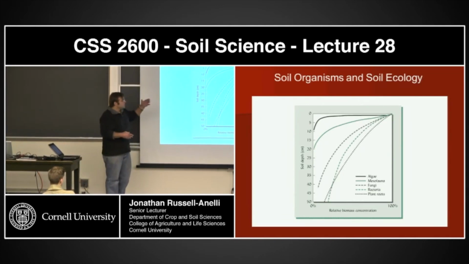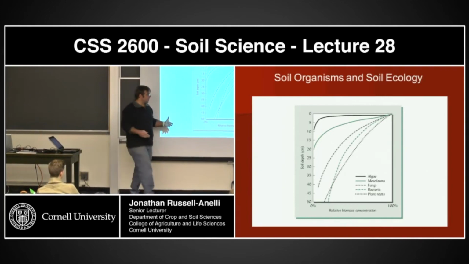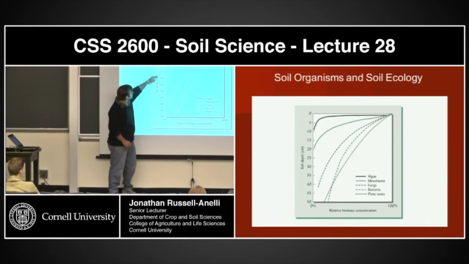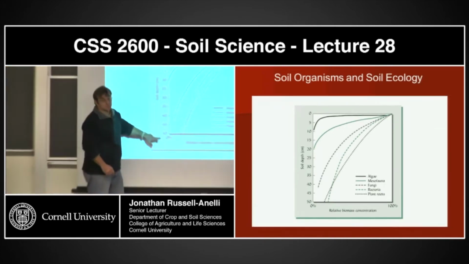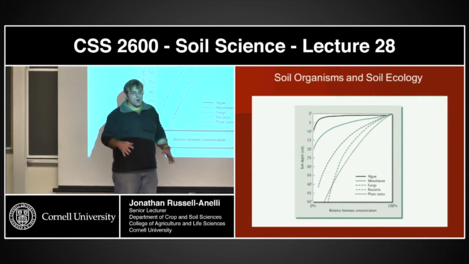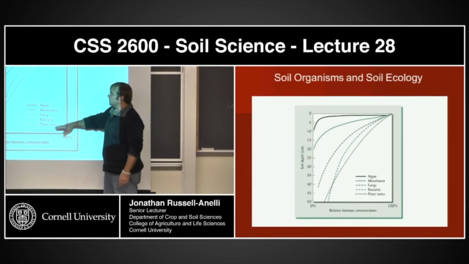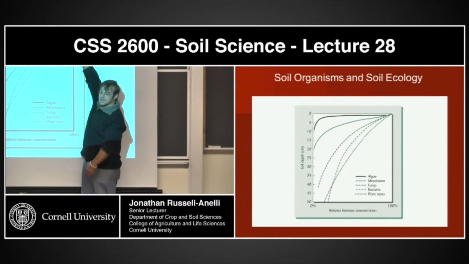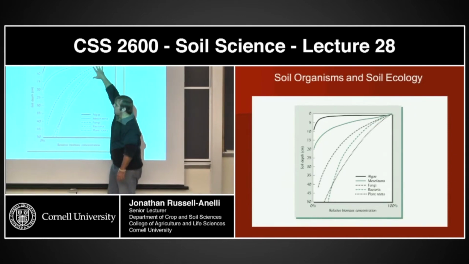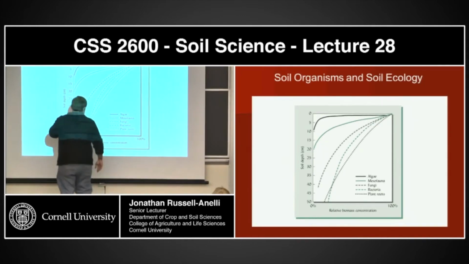I use this slide to give you an idea about where the distribution is. This is relative biomass concentration down here from 0 to 100%, and this is depth from the soil surface downward, for a number of different types of groups: algae, mesofauna, fungi, bacteria, as well as plant roots. You can see the surface has very high concentrations of these organisms, and as I move down the soil profile, this concentration is greatly reduced.